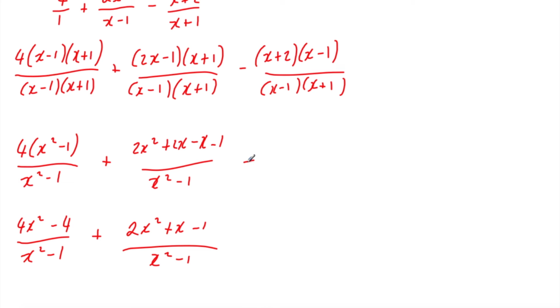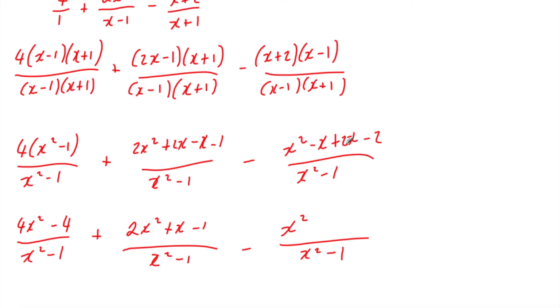Okay, and then finally, we've got subtract there. And then we know that the denominator is going to be x squared minus 1, so it's going to be over x squared minus 1. Let's expand this, so x times x is x squared. x times minus 1 will be minus x. 2 times x will be plus 2x. And 2 times minus 1 will be minus 2. Simplifying this would give us x squared, and minus x plus 2x would be plus x, and then we've got our minus 2.